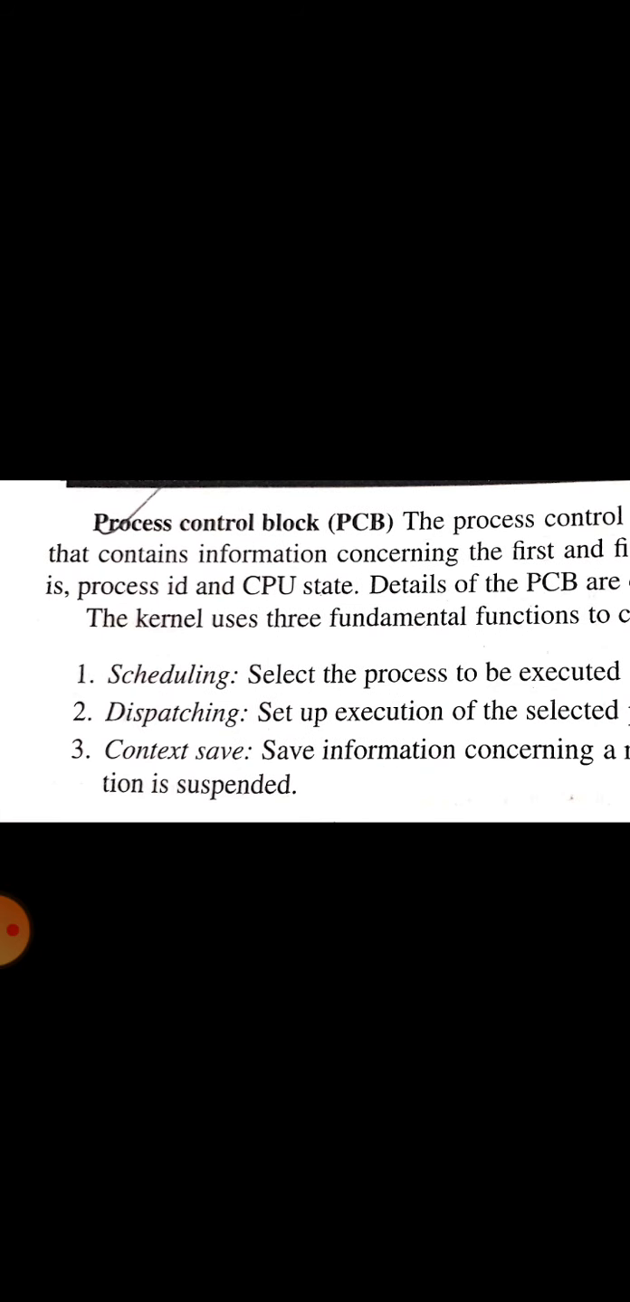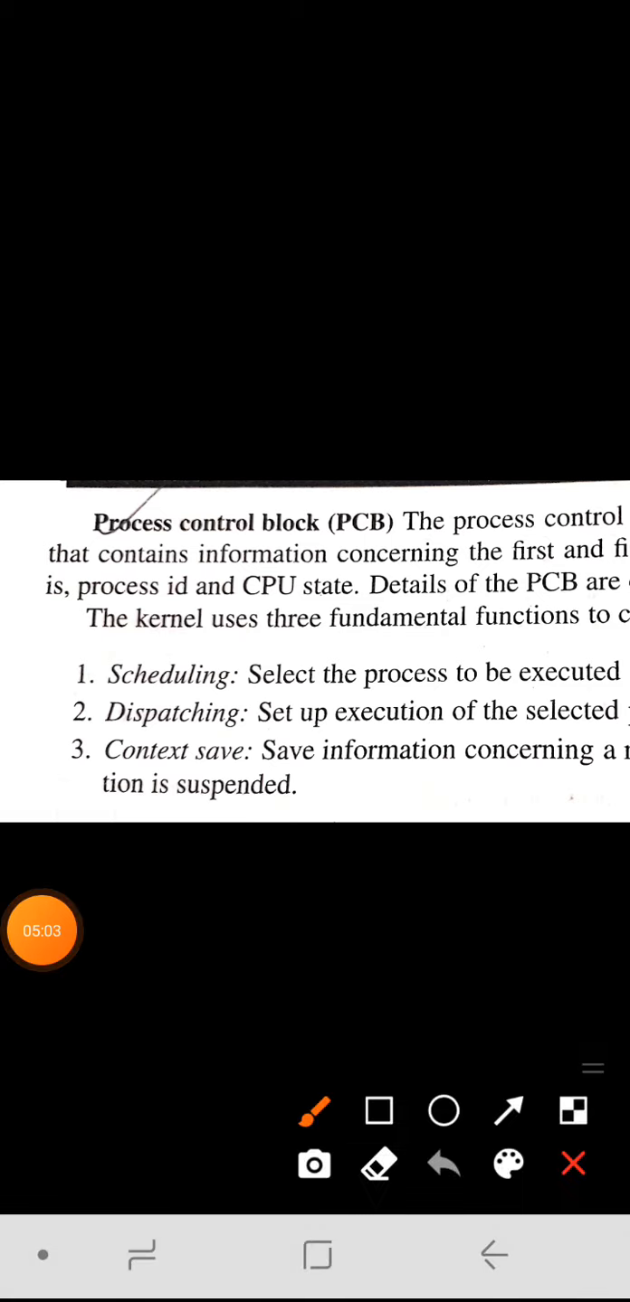Next we have the process control block, nothing but PCB. This PCB is a kernel data structure that contains information concerning process IDs and CPU state. Therefore the kernel uses three fundamental functions to control a process: one is scheduling, the next is dispatching, and the next is context save. Scheduling is selecting the process to be executed next on the CPU. Dispatching is setting up the execution of the selected process on the CPU. And context save is saving the information concerning a running process when its execution is suspended, maybe because it is preempted or maybe because it is suspended.